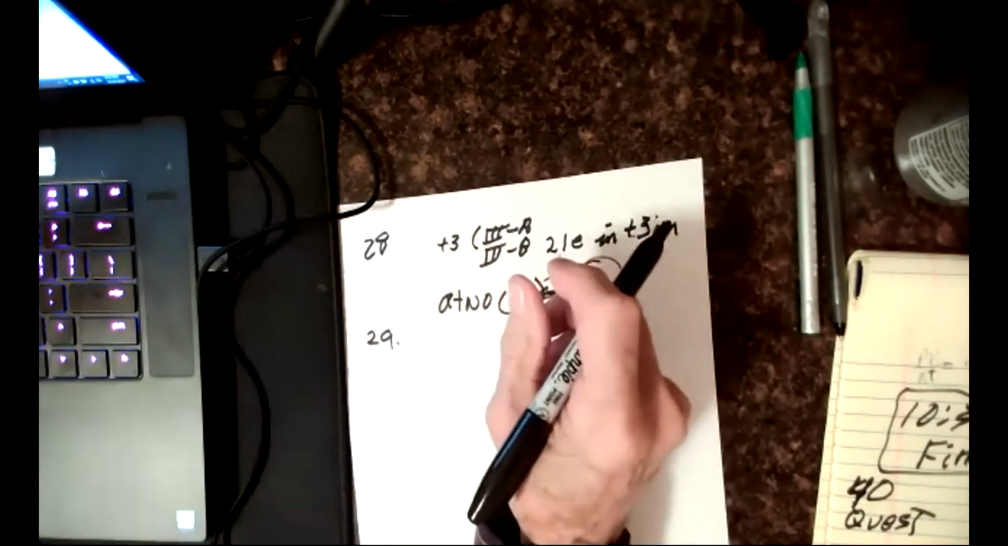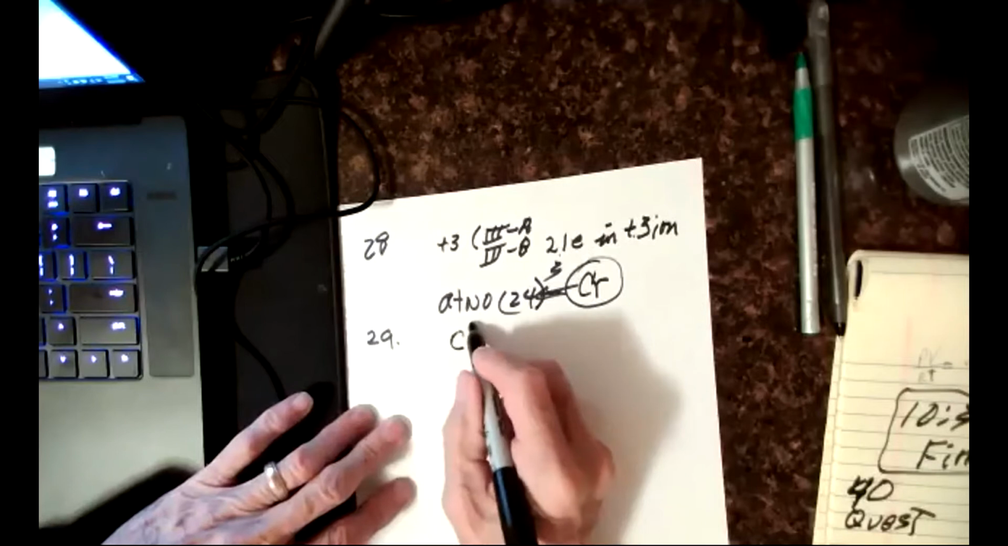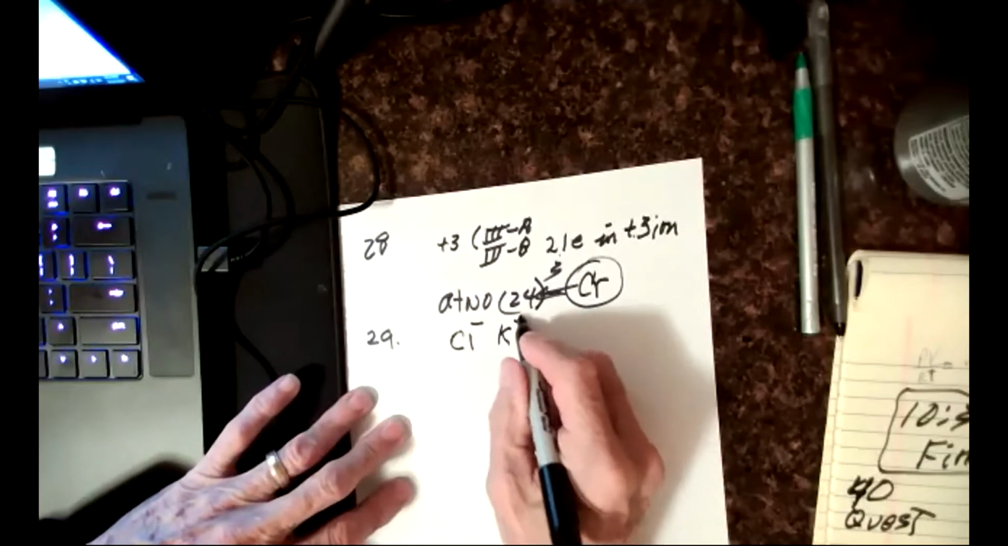Okay, rank the following. Oh, I see. I moved that column down a while ago and I caused some things to make it hard to read. Okay, now I can read the question. Rank the following in order of decreasing size. So I've got Cl minus, I've got K plus, and I've got argon.